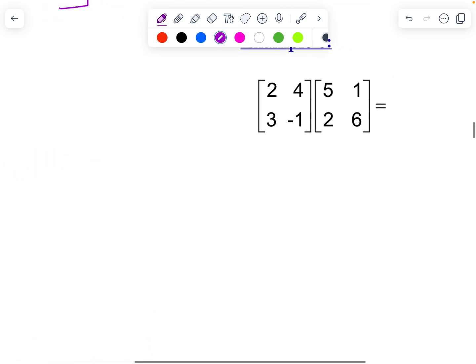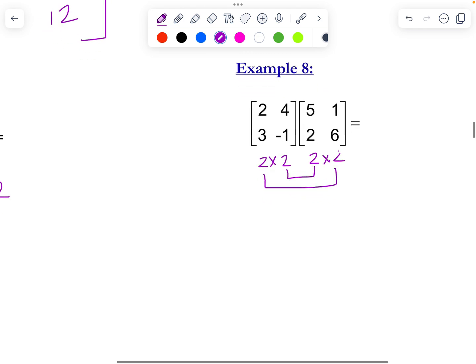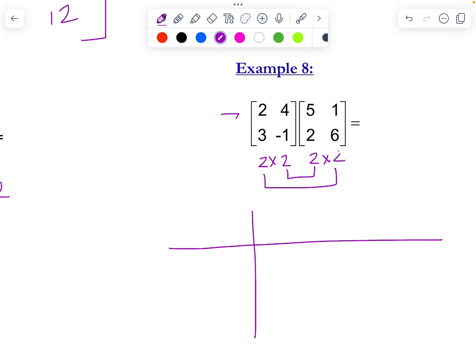Let's try example 8. This is a 2 by 2 and a 2 by 2. So obviously these are the same. My result would be a 2 by 2. Let's go ahead and do this one. My rows would be 2, 4, 3, negative 1. My columns would be 5, 2. Oops, I don't need that last parenthesis. 1, 6.